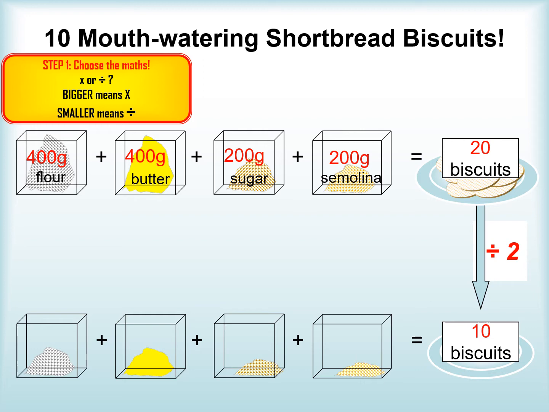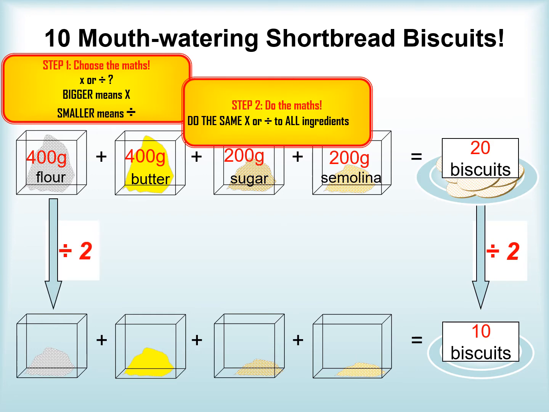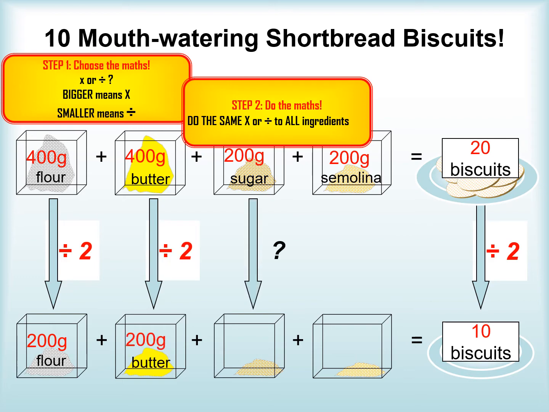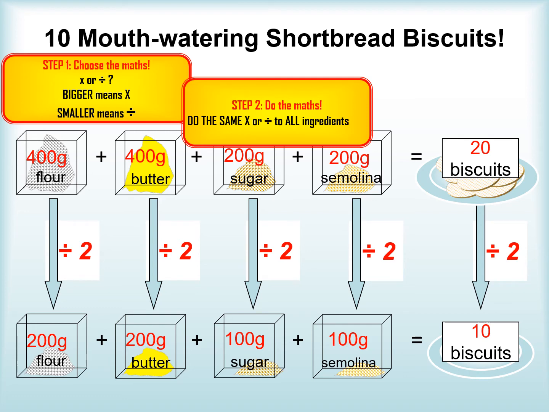All of the ingredients for 20 biscuits: 400 grams flour, 400 grams butter, 200 grams sugar, 200 grams semolina. Semolina is a type of flour. From here, we are going to divide everything by 2. So we need 200 grams of flour, 200 grams of butter, and 100 grams of sugar and 100 grams of semolina or flour.